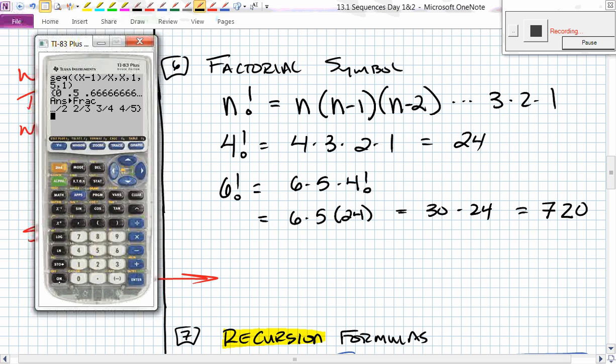Here we go on the calculator. Ready? Punch in 6. Math. Move your cursor to the left to PRB for probability. And then option 4. Ah, snap, 720. There it is. There we go.